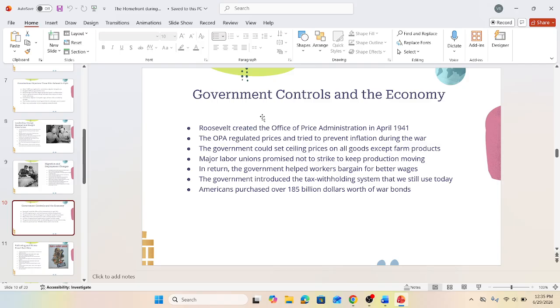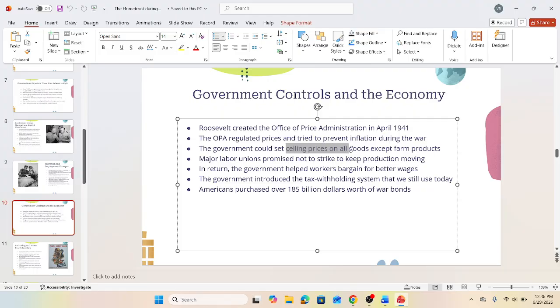The government pretty heavily stepped into the economy. Roosevelt created the Office of Price Administration, which regulated prices and tried to prevent inflation during the war. The government had the power to set cap prices on all goods except farm products. Major labor unions promised not to strike in order to keep production moving. So all of the things that sort of divided the country before, while still there, were often blanketed under the "we are all working together to win this war" effort. And then you'll see after the war, all of those issues come to the surface again.